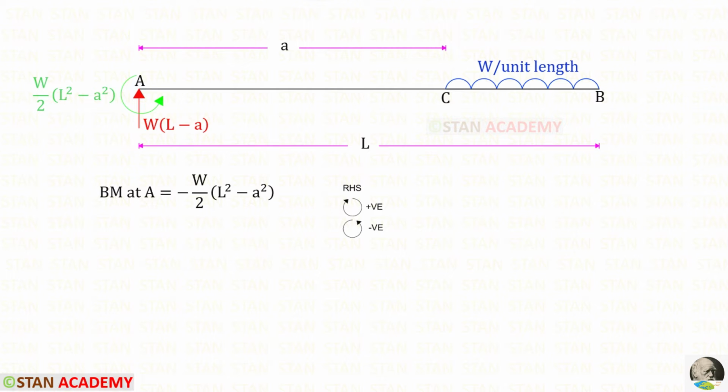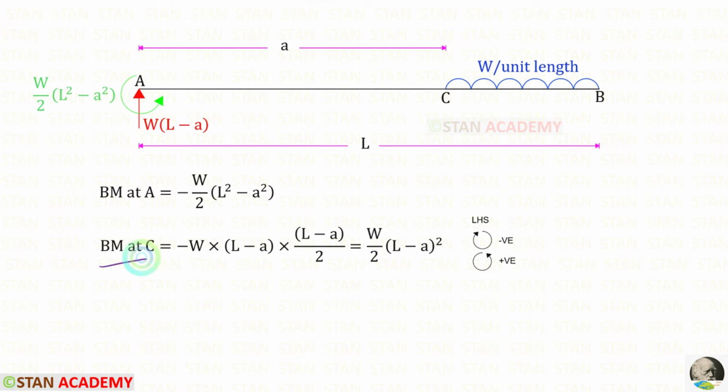To find the bending moment at the point A, we can use the right-hand side rule. At the point A, we have MA. It is acting in the anti-clockwise direction, so it will be negative. To find the moment at C, we can use the left-hand side rule. The UDL is acting in the clockwise direction, so it will be negative.